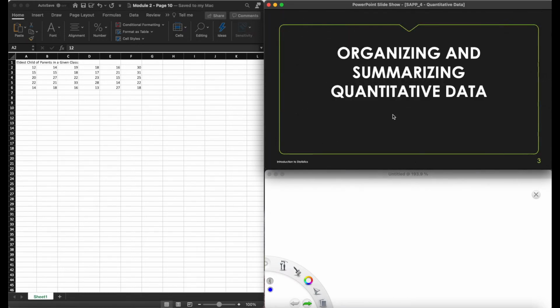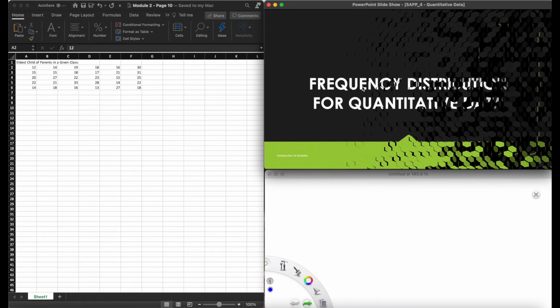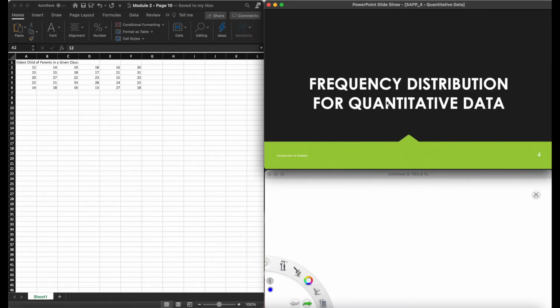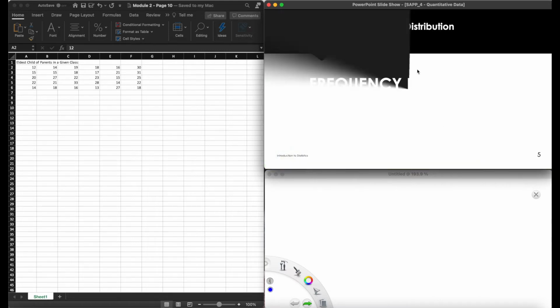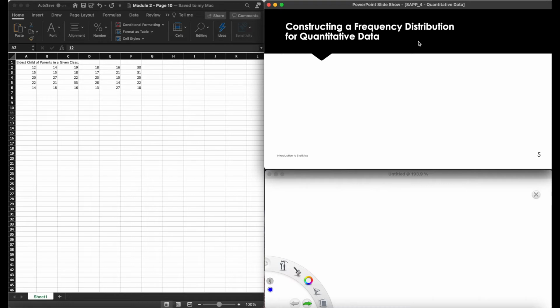So the title of our video today is organizing and summarizing quantitative data. Quantitative data, the thing is they're in numbers, they are in quantity. Specifically, we will learn how to create a frequency distribution for quantitative data. So how do we construct a frequency distribution for quantitative data? First, we need to determine the number of non-overlapping class intervals, seldom called classes or intervals, k. So we need to determine this k, or class intervals.